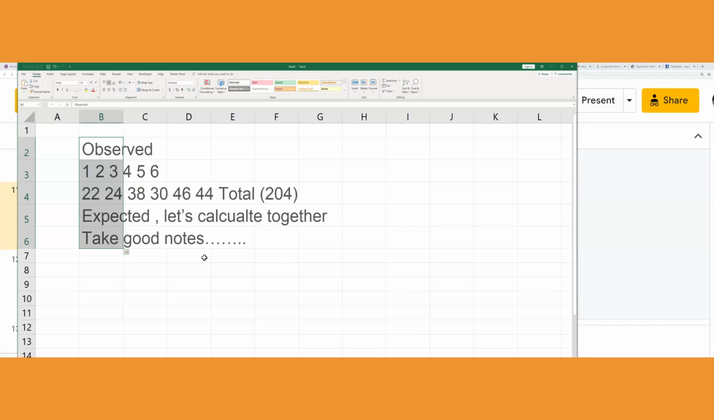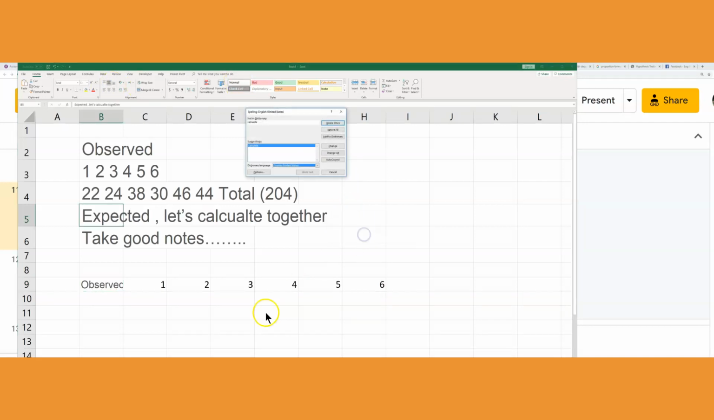So let's assume that we have a die, and we want to throw the die and observe the number of times each face comes up: 1, 2, 3, 4, 5, and 6. So this is the observed data. This is too big, so let's make it a little bit smaller, and also make sure that it's spelled correctly. And so we did actually observe data.